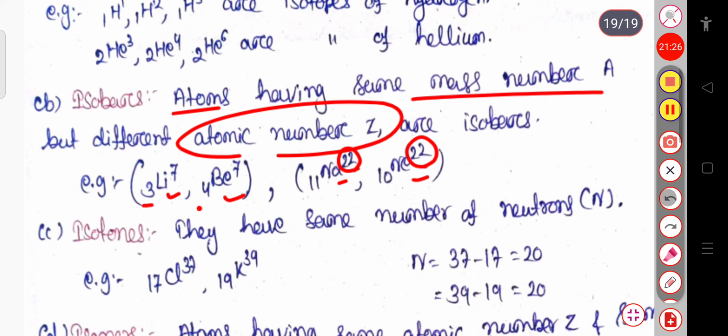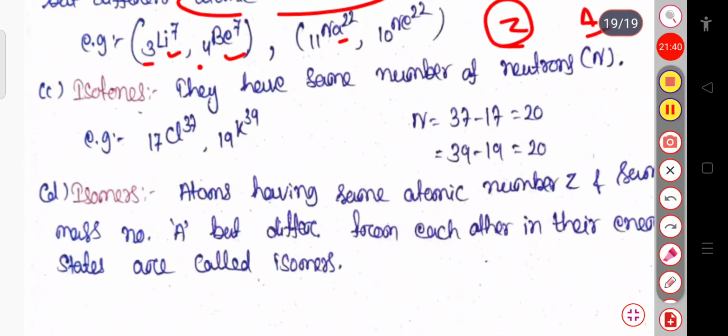So in the case of isotope, Z is the same, A is different, but in the case of isobar, this is just the reverse: the mass number is the same but the atomic number is different. Now we will see isotones. Iso always means same. So when they have the same number of neutrons, isotone meaning same number of neutrons, these are called isotones.